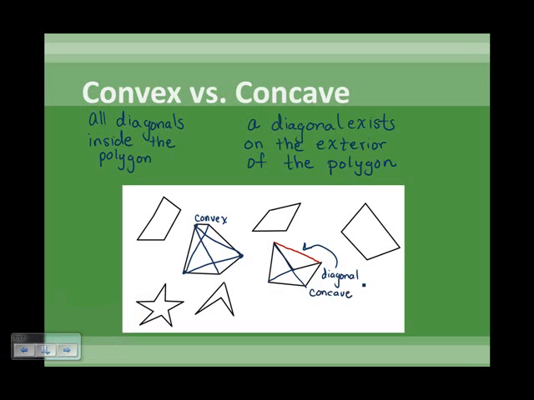So we can go through really quickly and write convex or concave for each of these. You could try it first and then pause it and then look at the answers later. So this very first one right here would be convex, convex, convex, concave, and concave.